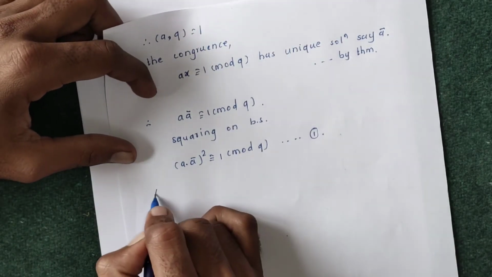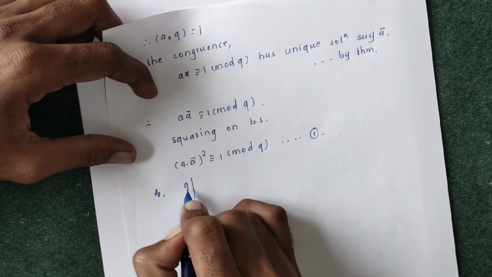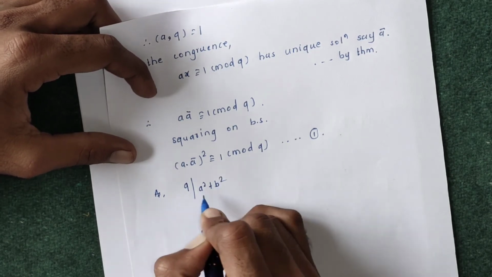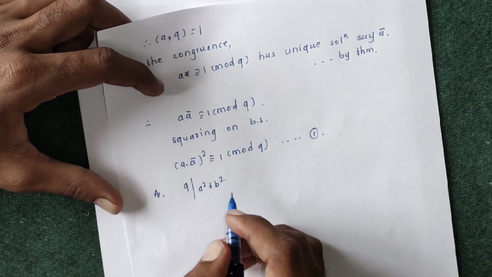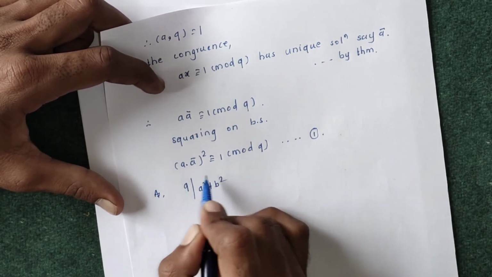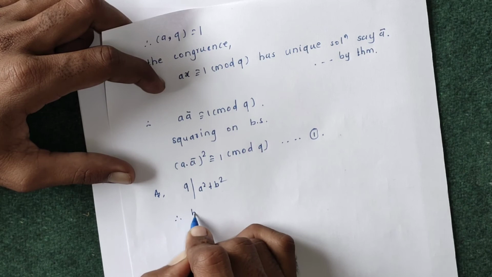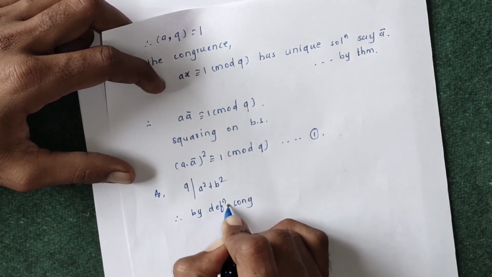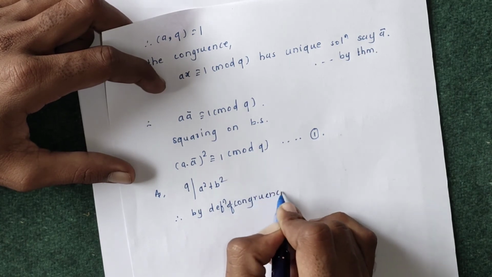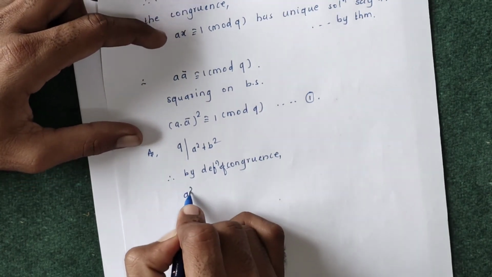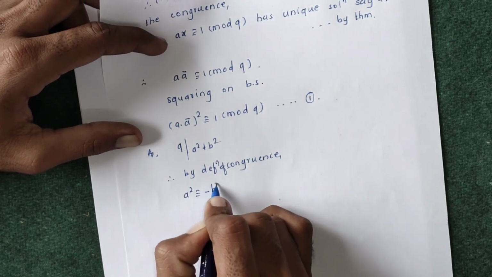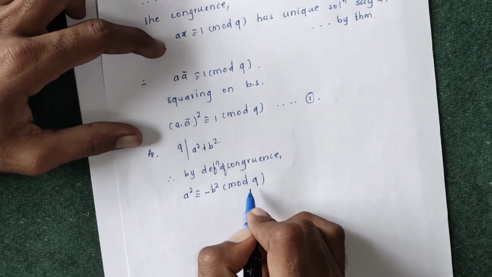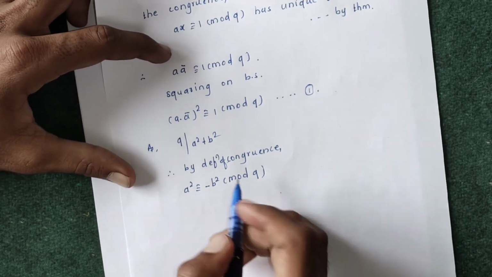Also we have given that q is a prime factor of a square plus b square, meaning q divides a square plus b square. So by the definition of congruence, we can write a square is congruent to minus b square under modulo q.